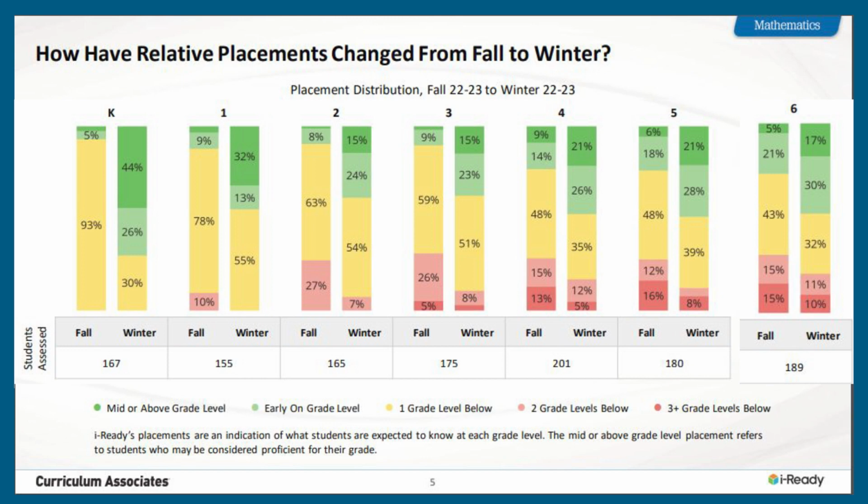Here it is by each grade level. This is from fall to winter, and in every grade level, the green is increasing and the red is decreasing overall. So again, it's a little disheartening when we see 17% in sixth grade at mid or above, 21% for fourth and fifth grade, 15% in third grade, 15% in second grade.